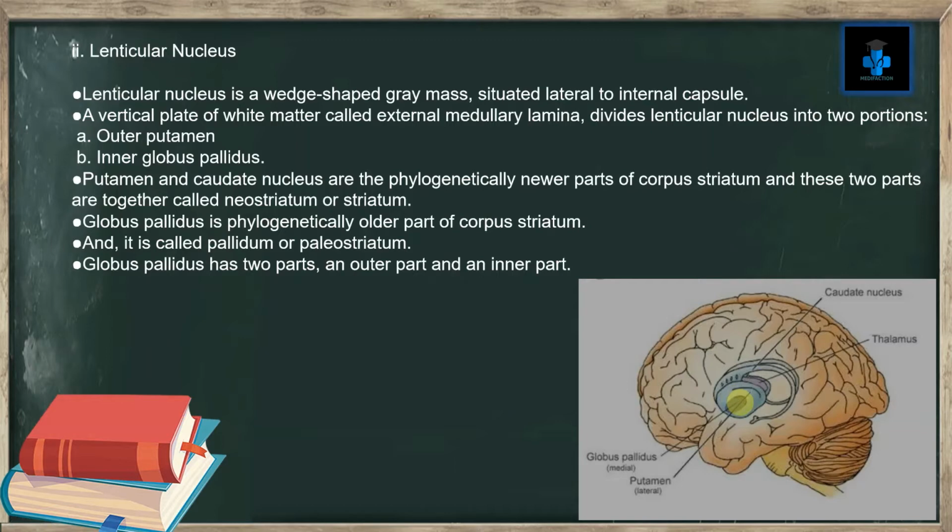Putamen and caudate nucleus are the phylogenetically newer parts of corpus striatum, and these two parts are together called neostriatum or striatum. Globus pallidus right here is phylogenetically older part of corpus striatum, and it is therefore called paleostriatum or pallidum. Globus pallidus has two parts, an outer part and an inner part.